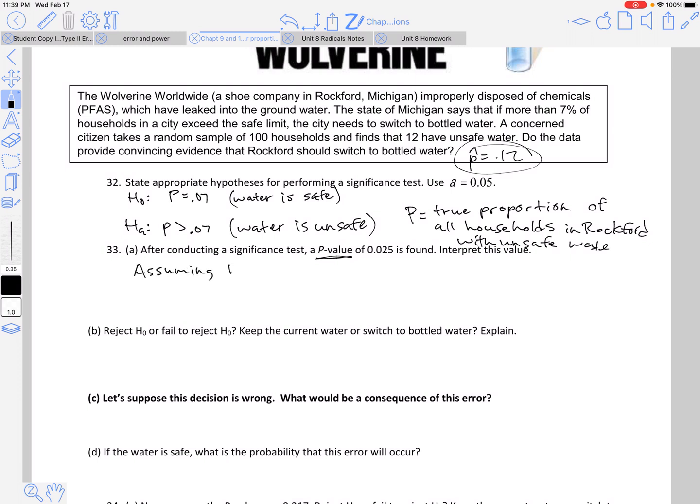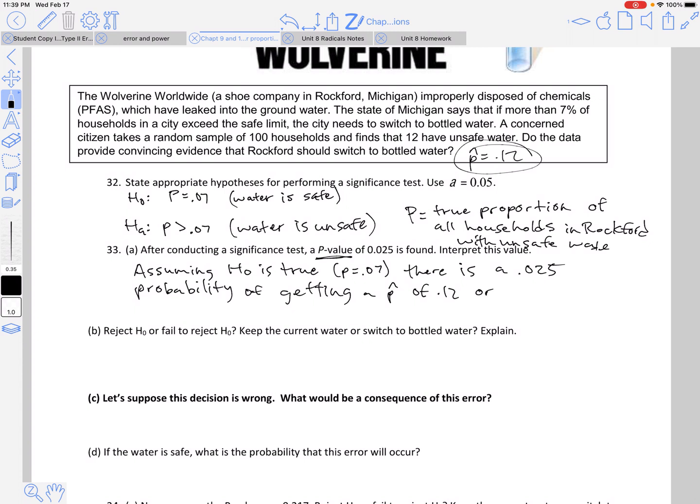So interpreting that: assuming the null was true, meaning our true proportion of unsafe water in the households is 7%, there is a 0.025 probability of getting a p-hat of 12% or greater by chance.